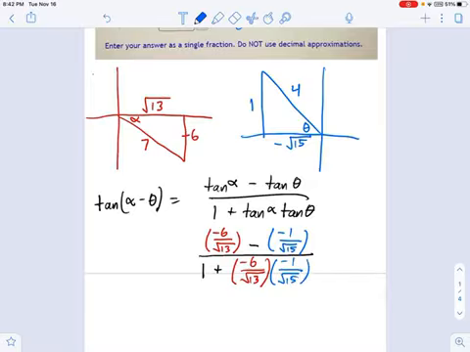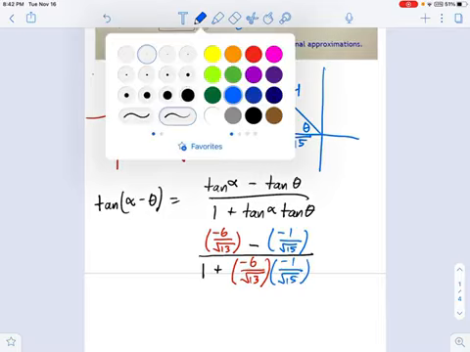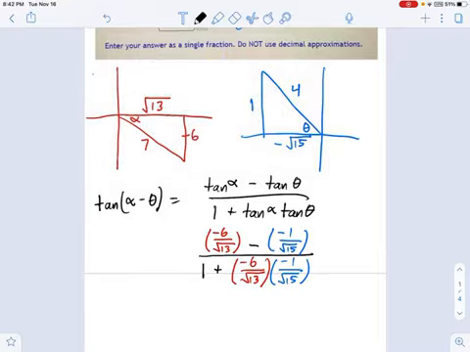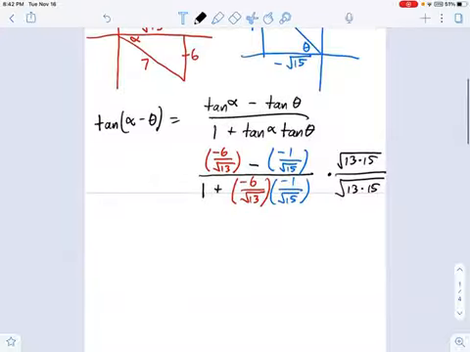Now, this is awkward looking, to say the least. I've got compound fractions. To deal with this, I'm going to multiply top and bottom by root 13 times 15. This is my way of clearing the denominators. So let's see what we get as a result. The top left, the red fraction right here, that times this factor becomes -6 times root 15.